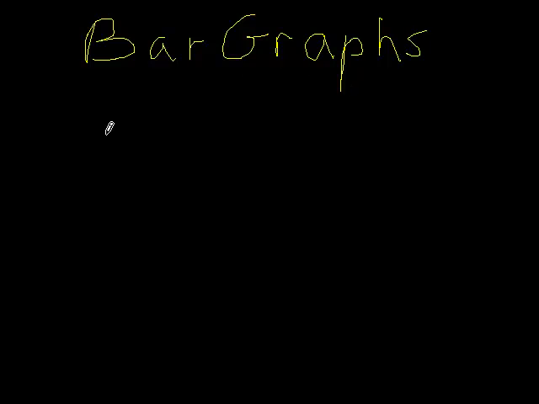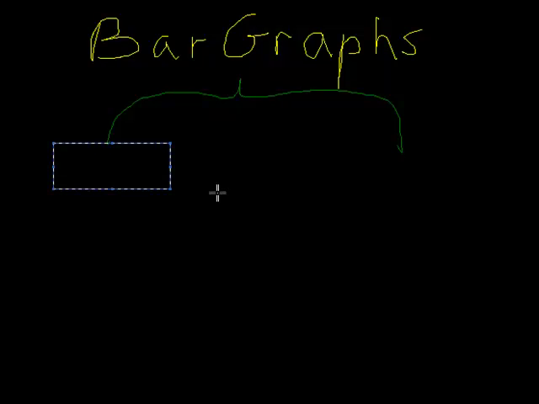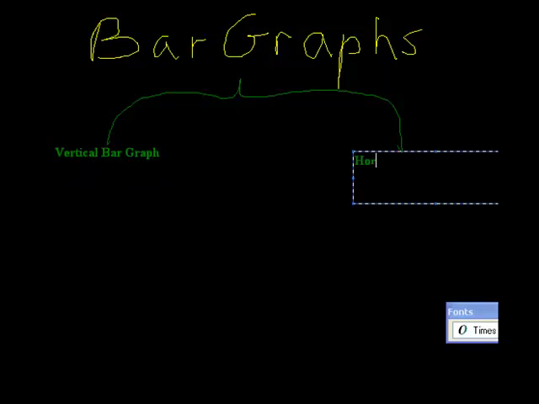Today we're going to be talking about bar graphs. And there are two main types of bar graphs. One that's known as the vertical bar graph, and the second is known as a horizontal bar graph.